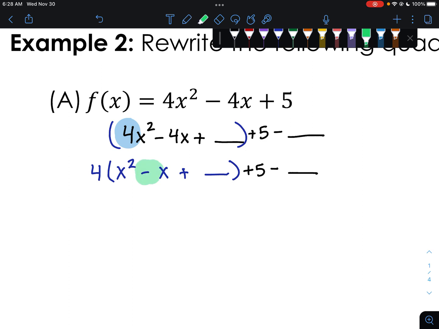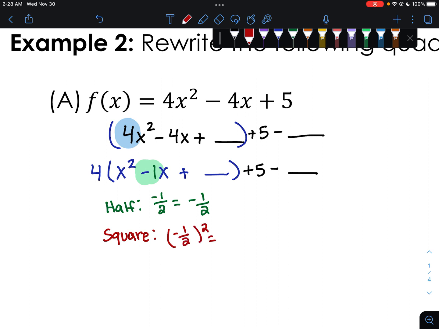I'm going to take this and cut it in half. Well, what number is that currently? That is a -1. So we are going to take half of -1, which is just a -1/2. Then I'm going to take that number and square it. -1/2 squared. -1 squared is 1. 2 squared is 2. So that is what goes in this space only.